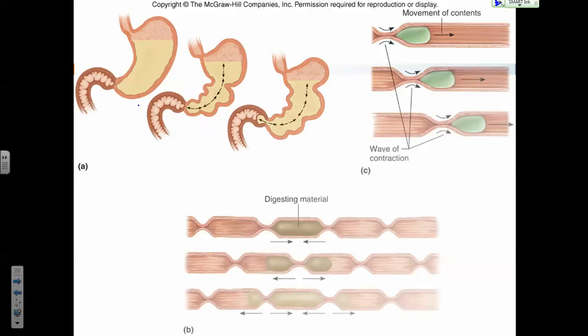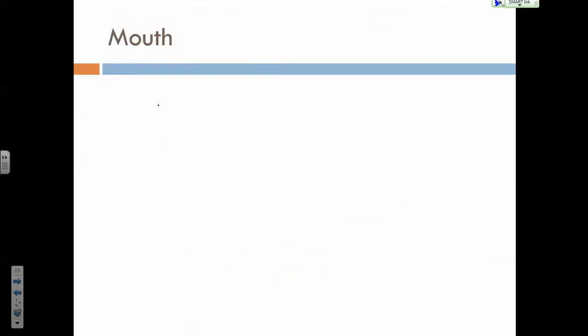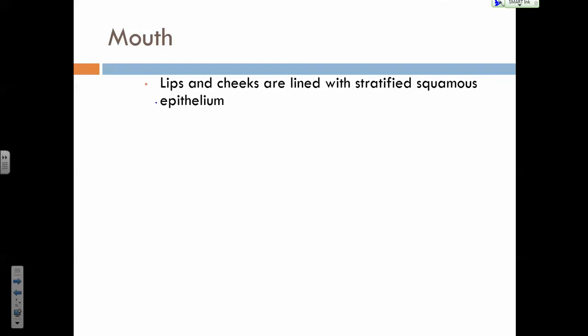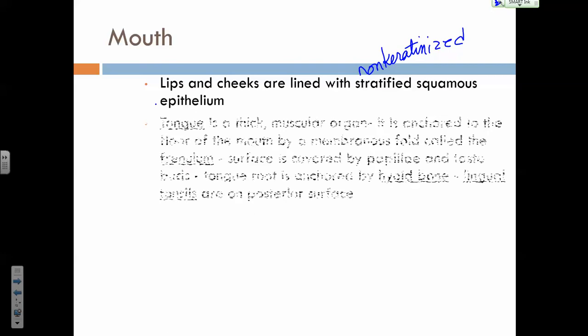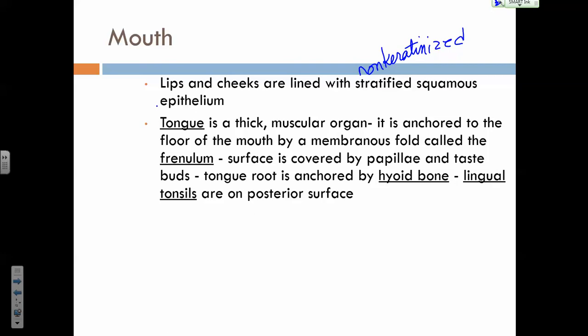All right, like I said, we're going to start at the top and go down to the bottom, and we're going to start with the mouth. The lining of your mouth is non-keratinized stratified squamous epithelium. Keratinized stratified squamous is, of course, the epidermis of your skin, but this is non-keratinized, lining your mouth and your lips, so it's very protective. Not as much as on the skin, but it's still very protective because it's so thick.